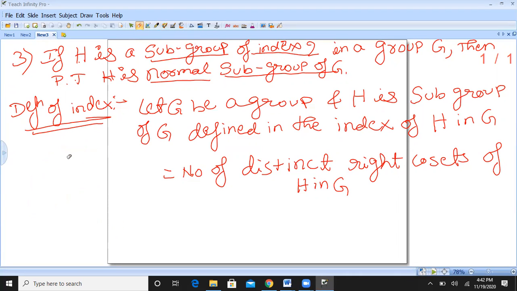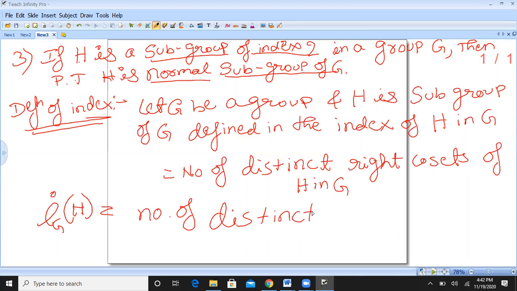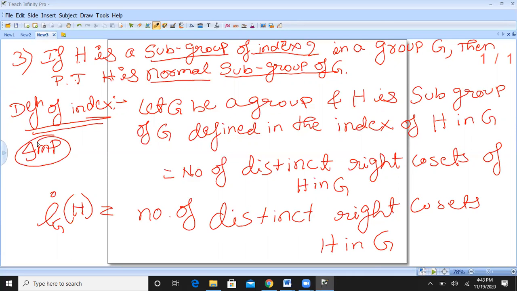So next, the index of H in G is equal to the number of distinct right cosets of H in G. Only right cosets. So if they ask you for the definition of index, it is important for you.